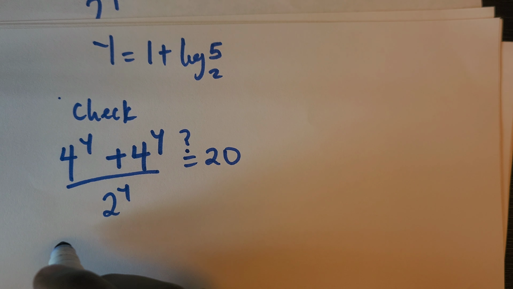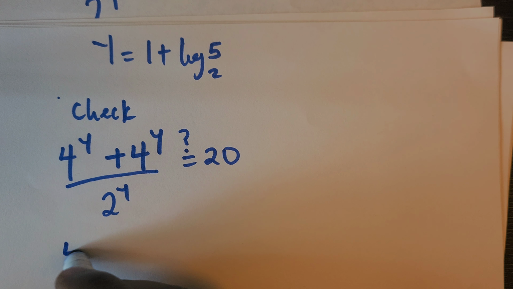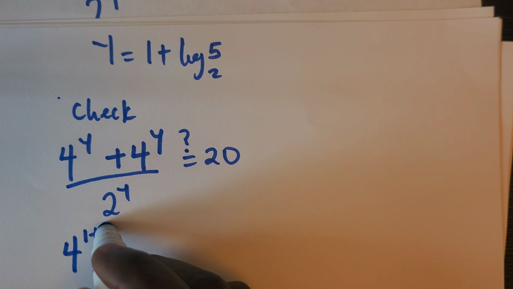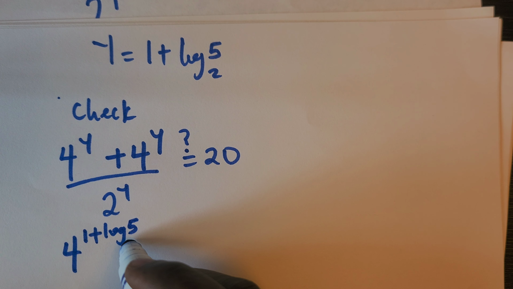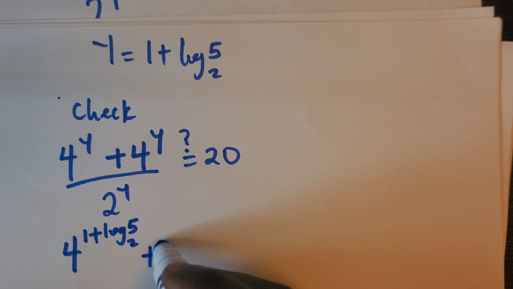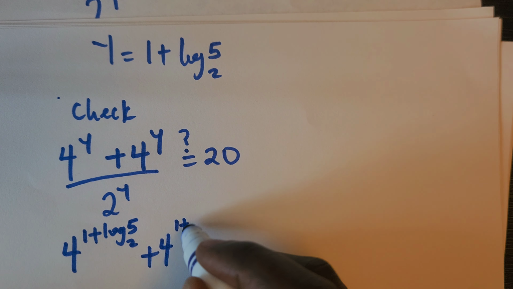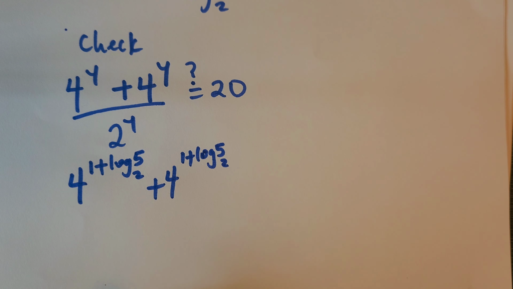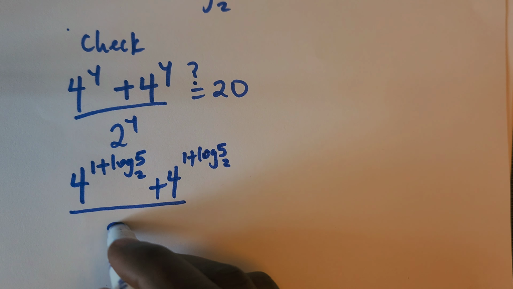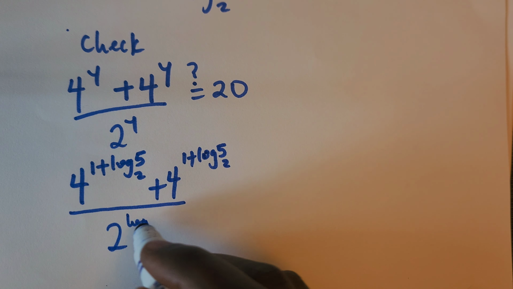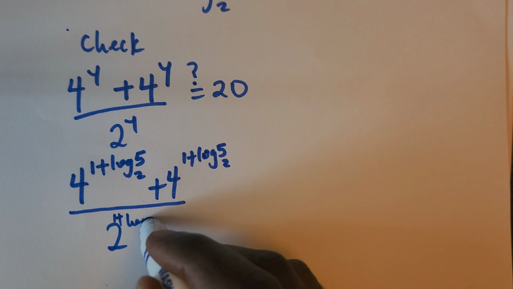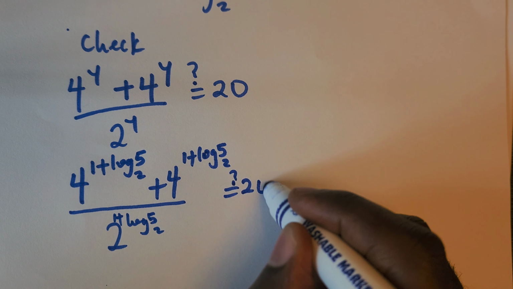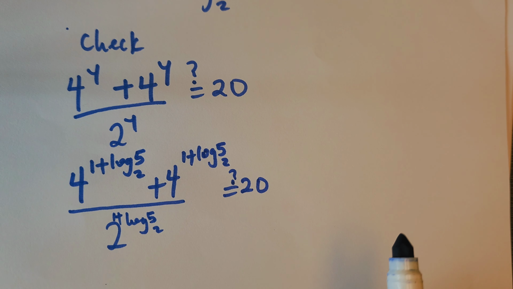Now, to do that, we have 4 to the power of y. Here, y is going to be 1 plus log 5 base 2, plus 4 to the power of 1 plus log 5 base 2, divided by 2 to the power of 1 plus log 5 base 2. So we want to establish if this is actually equal to 20.